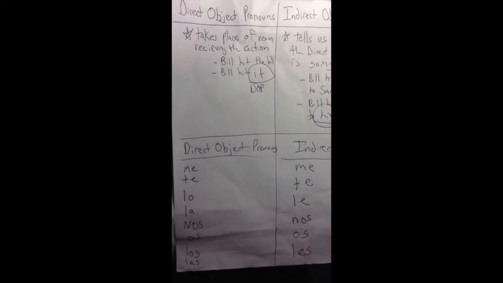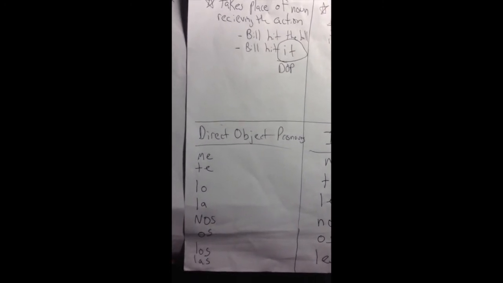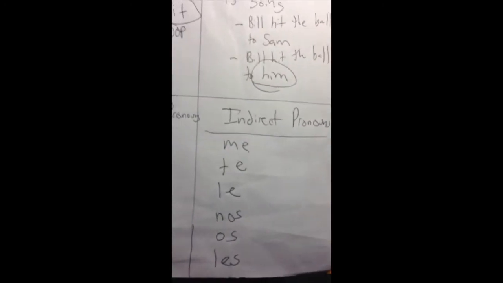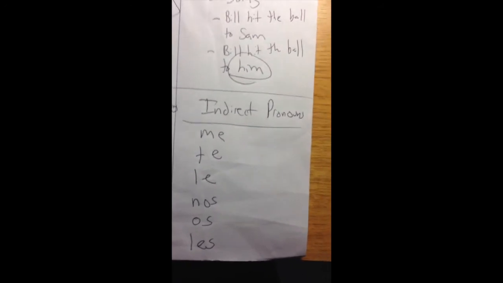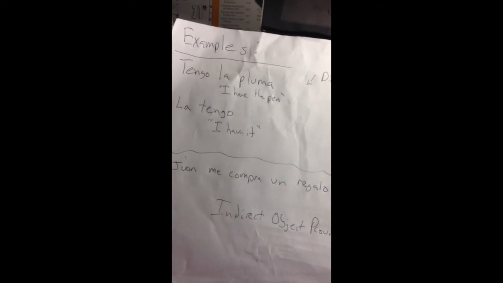Now the direct object pronouns in Spanish are the following: me, te, lo, la, nos, os, los, and las. And the indirect being me, te, le, nos, os, and les. Now some examples. Tengo la pluma, which means I have the pen, and you can replace that with la tengo, meaning I have it. Now for indirect, Juan me compra un regalo, which translates to Juan bought me a present.